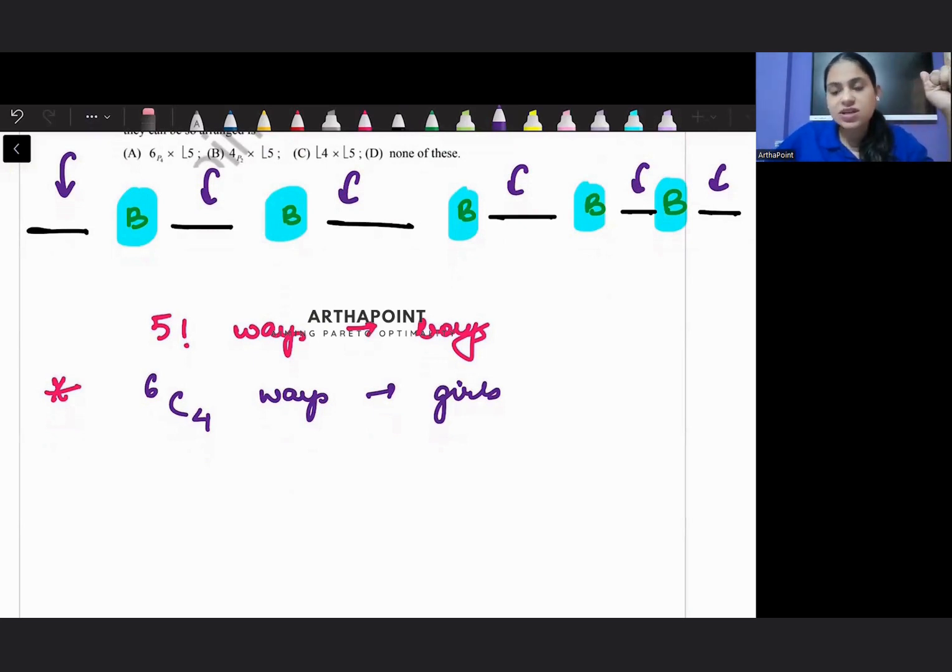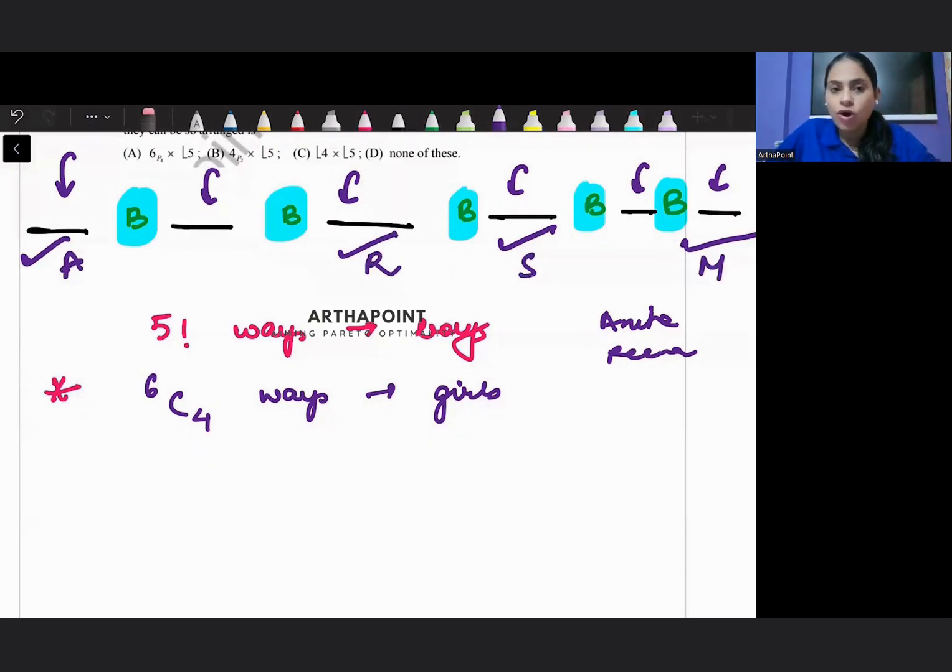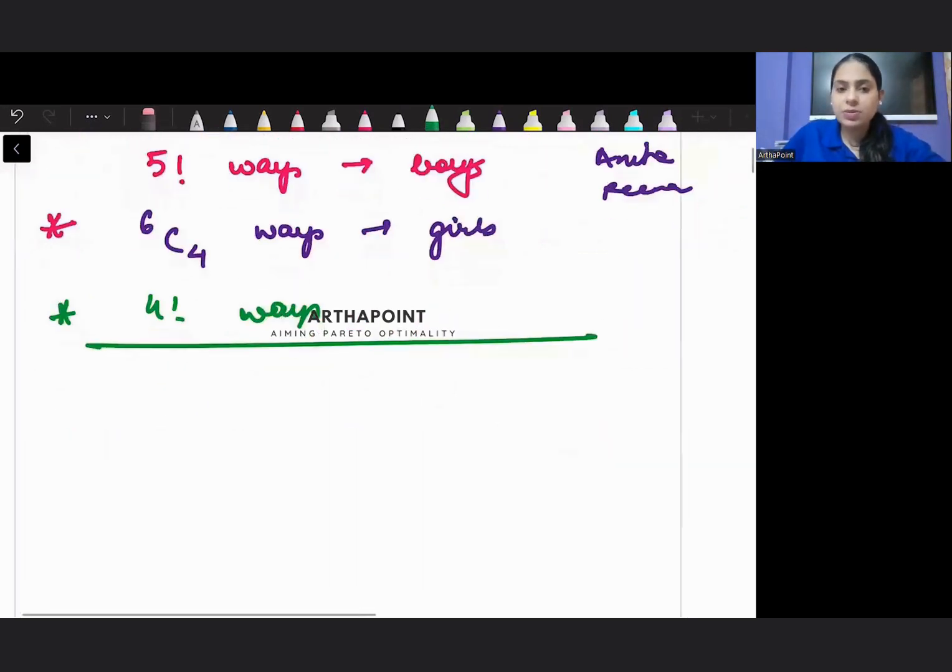Say I have the first girl as Anita, the second girl as Rima. So first I pick any 4 places. I pick, okay, I want girls to be here, here, here, and here. Then these girls are not together. Then I can have Anita here, Rima here, Seema here, and Mona here. Or I can also have Rima here, Anita here, Seema here, and Mona here. So among themselves also these girls can be arranged. First, I am picking 4 positions out of 6, and then I can arrange these girls in 4 factorial ways. So what would be my answer?